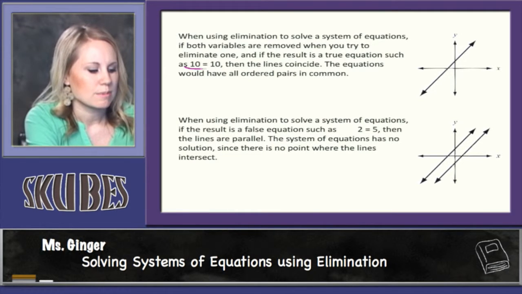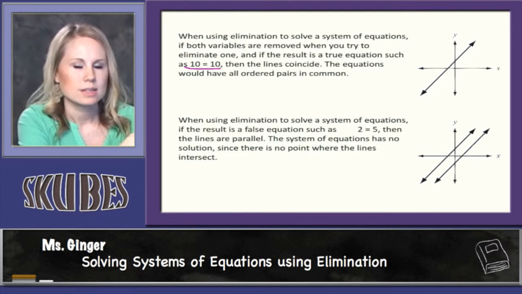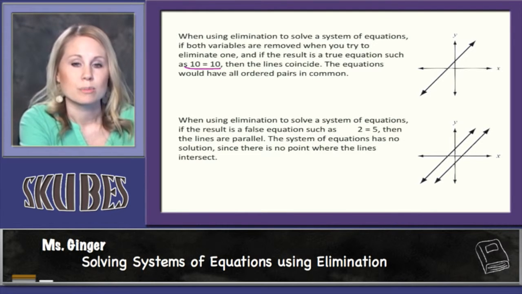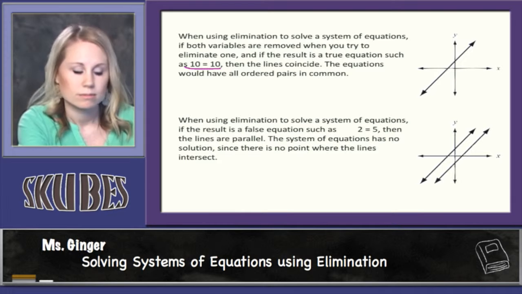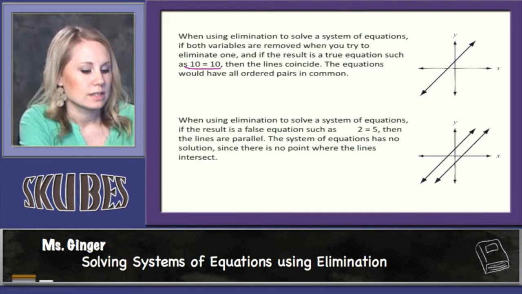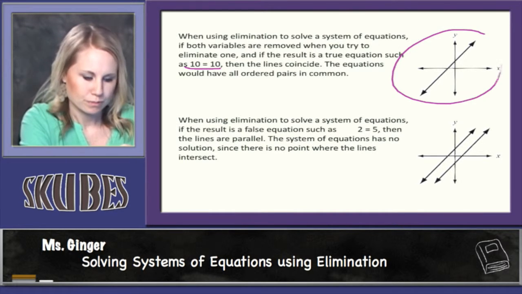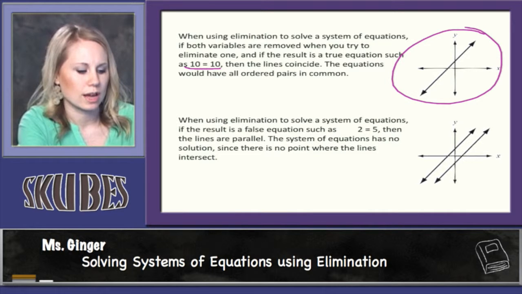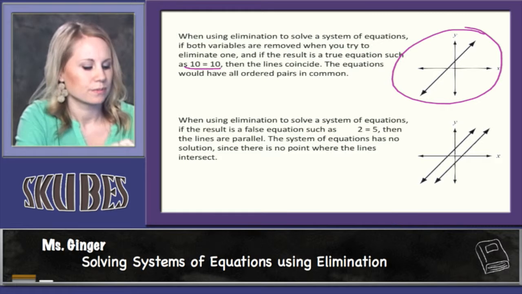But you end up with a statement that looks something like this: 10 equals 10, or some other number, 2 equals 2, a true statement. If that happens, then this is your situation here. What has happened is both of your lines are in the same location and they have infinitely many solutions.